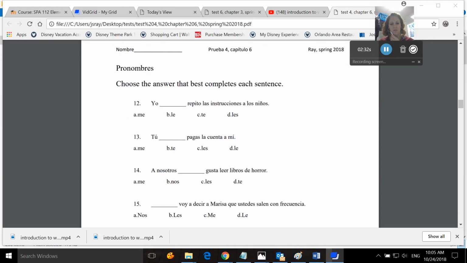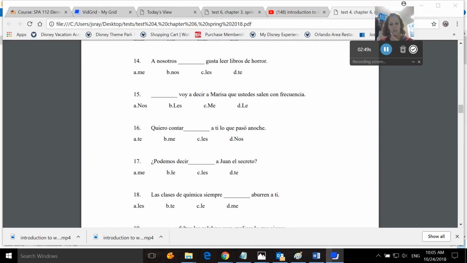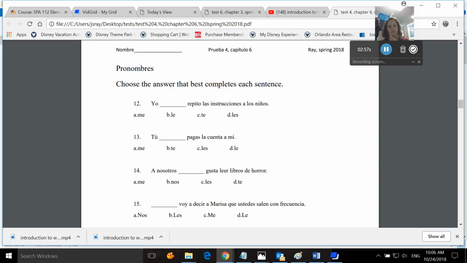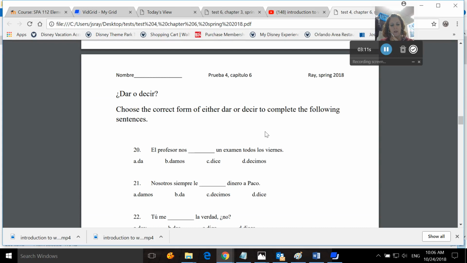Pronombres, choose the answer that best completes each sentence. So you are filling in the indirect object pronoun. And so you're going to be looking for the indirect object mentioned in the sentence and then matching it to its pronoun. Okay, which is going to be looking a lot of times for what follows this little a los, that tells you who the indirect object is. Because remember that if you're repeating instructions, the person that's doing the repeating is the subject. What's being repeated are the instructions. That's the direct object. And to whom they're being repeated, that's your indirect object. So that's what you're looking for each time.